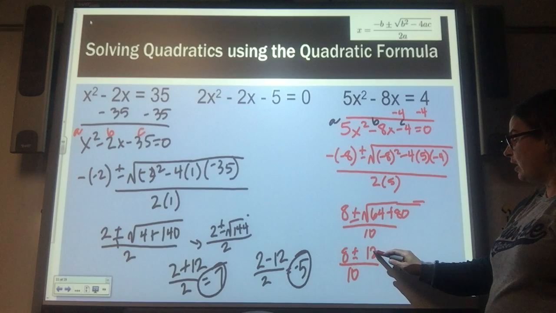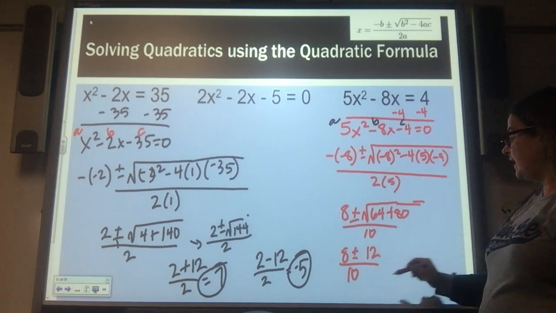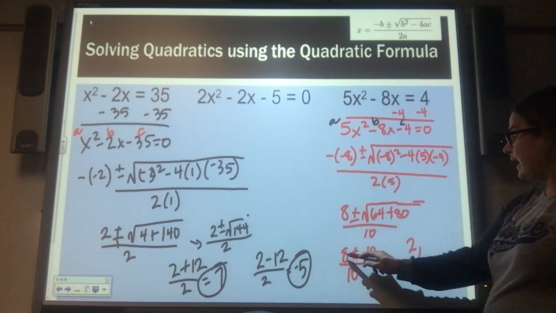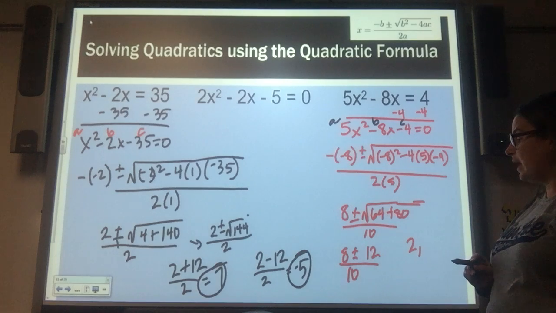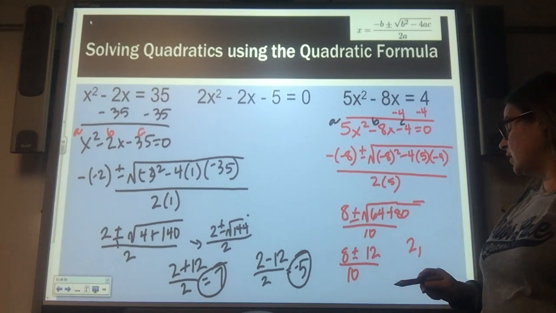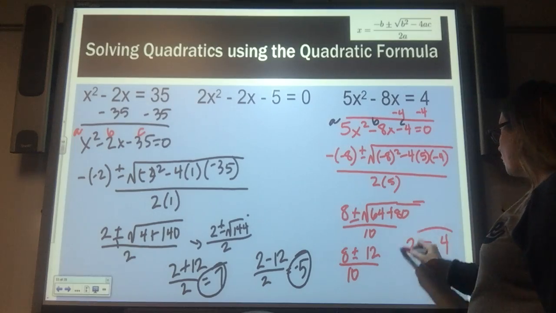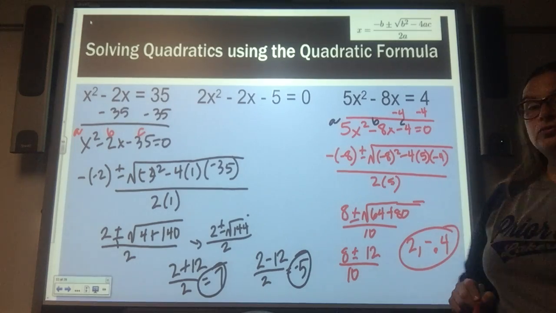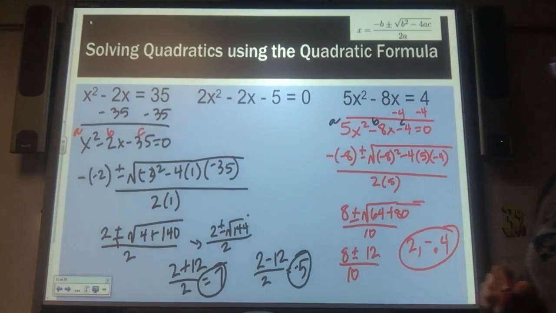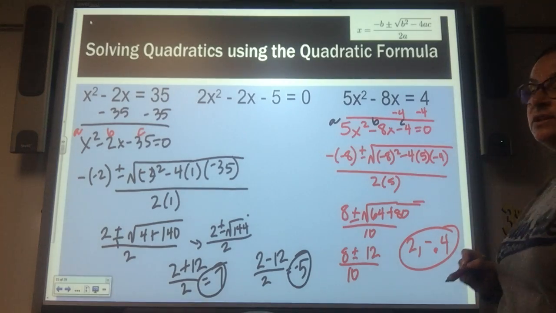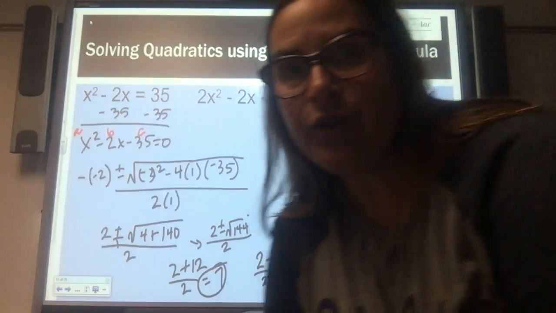So 8 plus 12 is 20, 20 divided by 10 is 2. 8 minus 12 is negative 4 over 10, which is negative 4/10. Those are my two solutions. All right? So, solving quadratics using the quadratic formula. You got it.